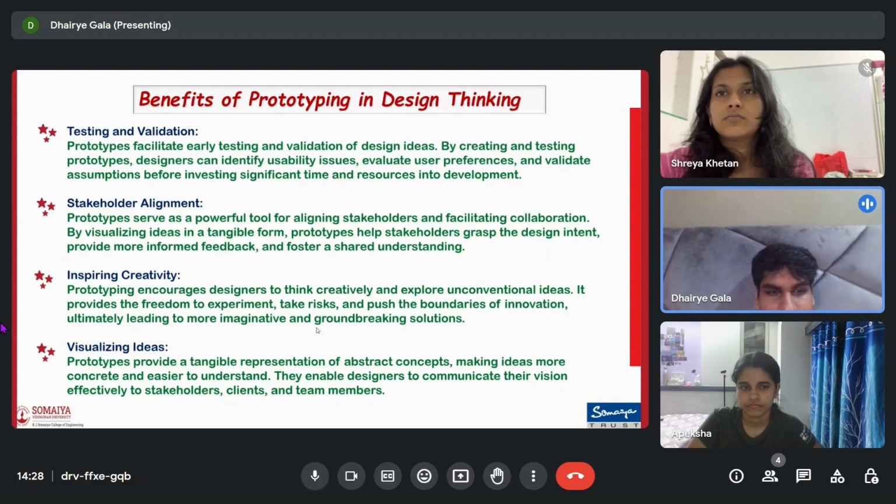Inspiring creativity. This prototype encourages designers to think more creatively and out of the box. It provides the freedom for them to experiment, take risks, and push the boundaries of innovation, ultimately leading to better solutions. Visualizing ideas. They provide a tangible representation of abstract concepts, making ideas more concrete and easier to understand. They enable designers to communicate their vision to stakeholders, clients, or team members.